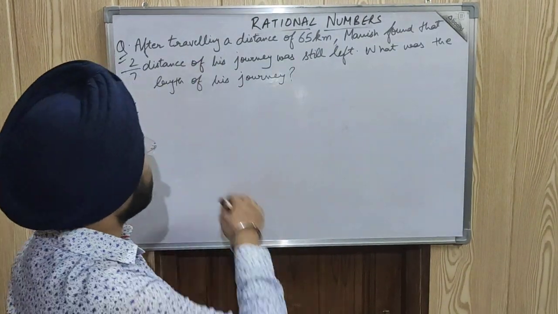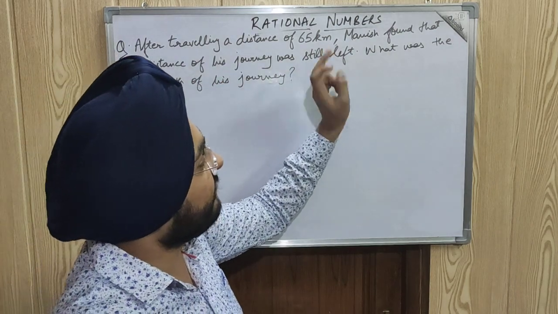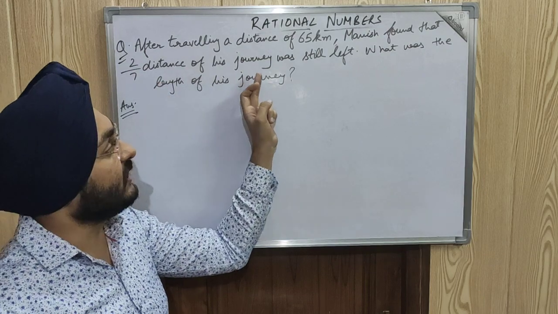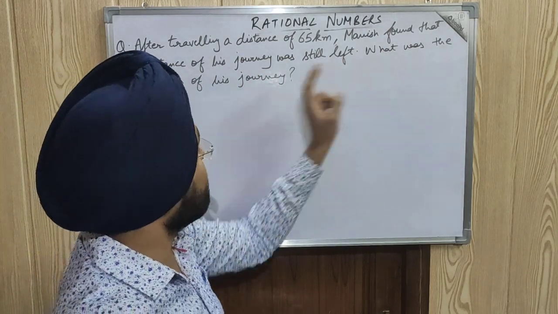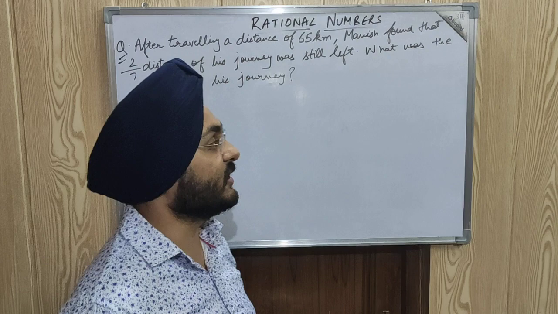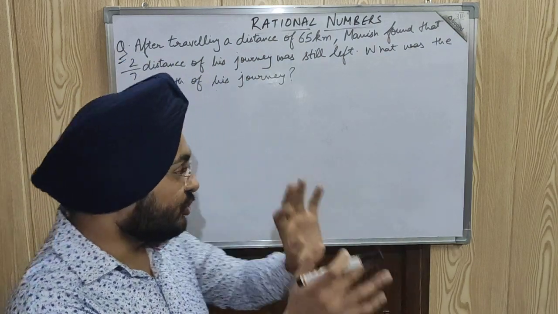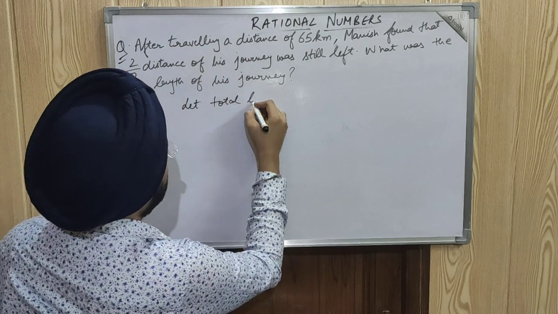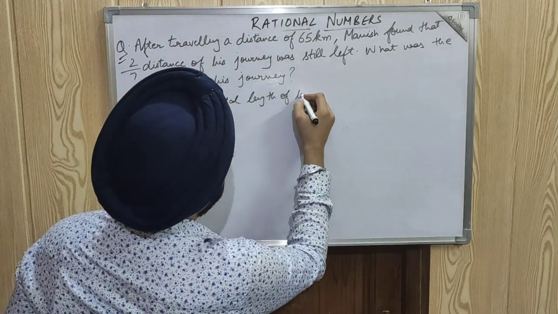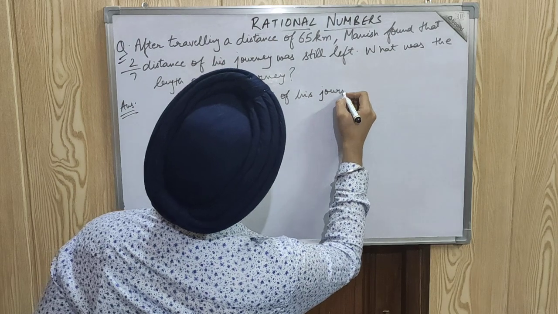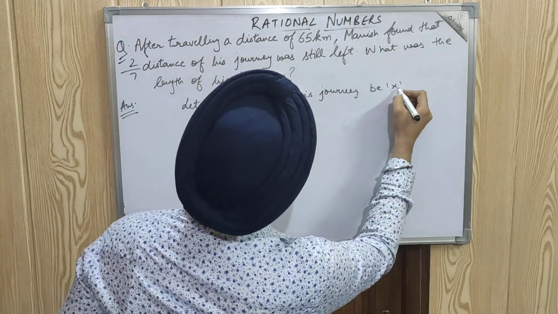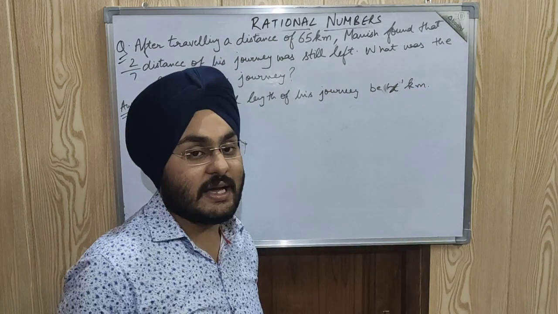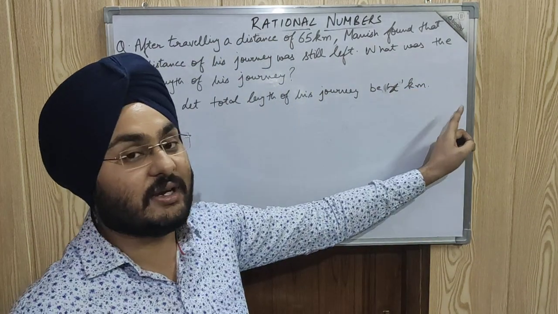So our next question is, after traveling a distance of 65 km, Manish found that 2 by 7 distance of his journey was still left. What was the length of his journey? So in this question he is saying here, suppose we will be doing the question first. So let the total length of his journey be x kilometer. I am taking that value as x. The total length of his journey, I am taking that one as x.